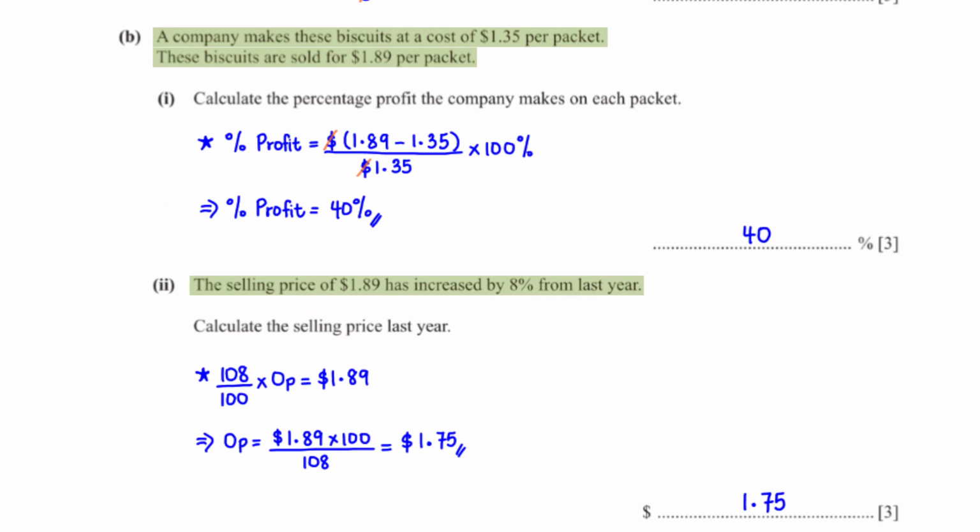The selling price of $1.89 has increased by 8% from the last year. Calculate the selling price last year. If the selling price has increased by 8%, then we add 8% to 100%, giving us 108%. So we have 108% of the original price, or the price for last year, is equal to $1.89. When we make the original price the subject, this is what we have, which is equal to $1.75.